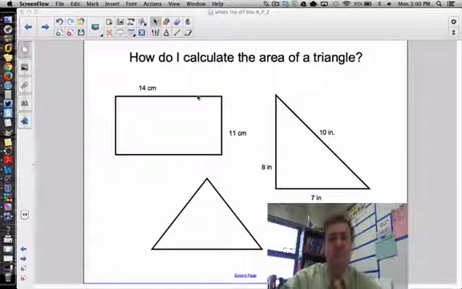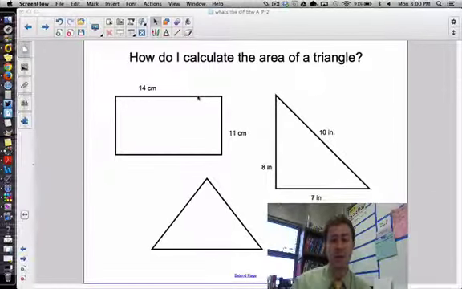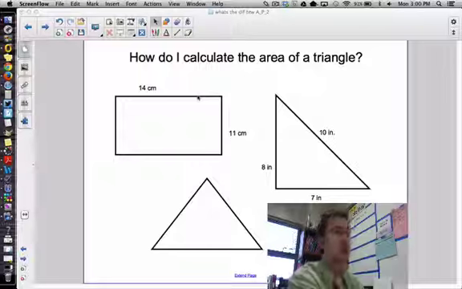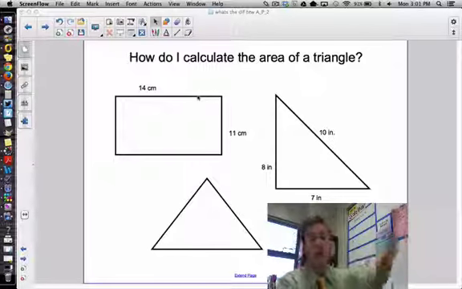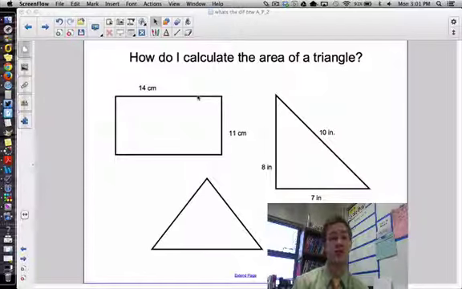And gentlemen, today's lesson that we're going to be talking about is how do I calculate the area of a triangle. Now remember, the area is the space inside a two-dimensional figure. If I were thinking about typical problems, it'd be the floor of your classroom, the walls, the space on your poster, the different sides on your cereal box.